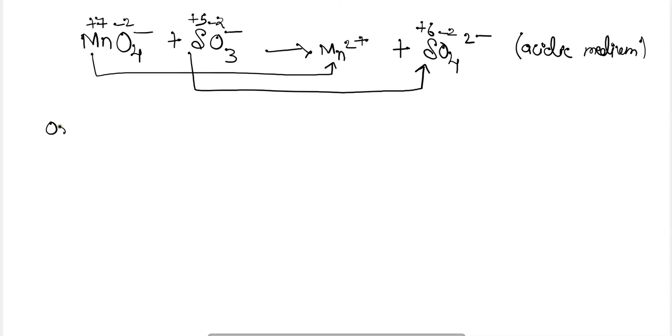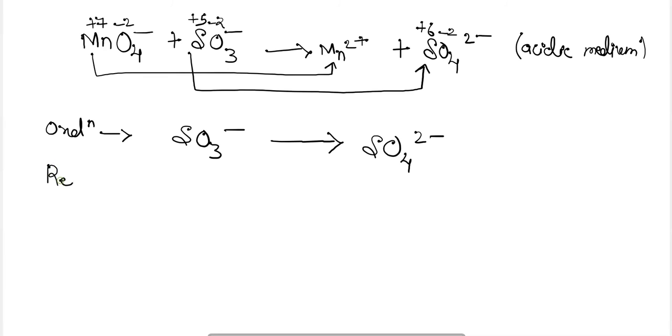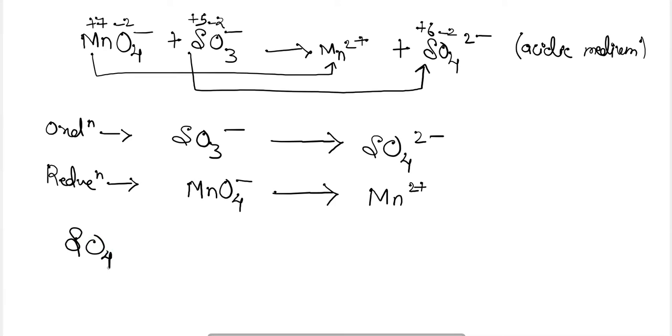So the oxidation reaction, SO3 2 minus is forming SO4 2 minus, and for the reduction reaction, MnO4 minus is giving us Mn2 plus. So here what will be done? Here we will just balance the first, that is the oxidation reaction.